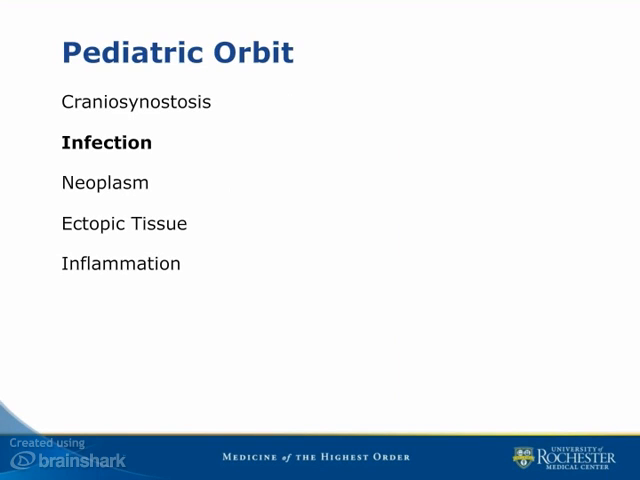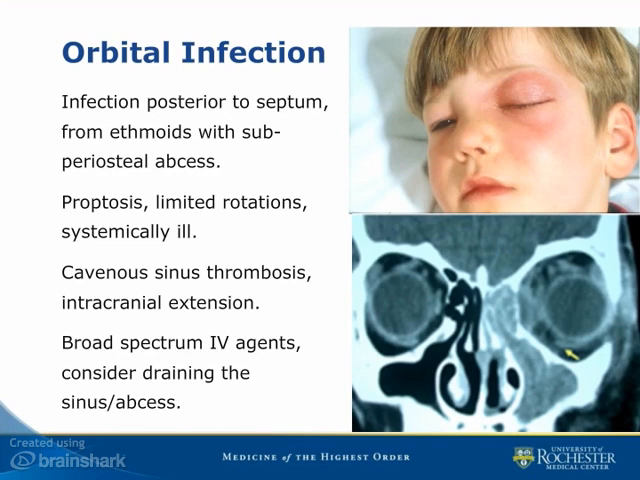Next is orbital infections. Orbital cellulitis is fairly common in the pediatric population, usually due to spread from the adjacent sinuses, either the ethmoid or maxillary sinus. These patients have proptosis, lid swelling and erythema, limited globe rotations. In the worst case scenario, they'll get optic nerve compromise. They're typically treated with broad-spectrum antibiotics, with or without sinus drainage from the ENT folks.